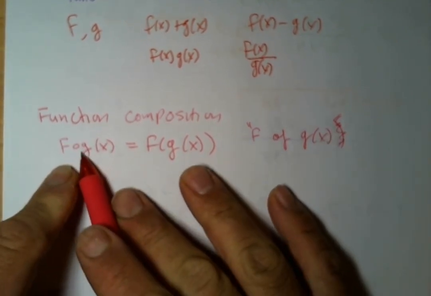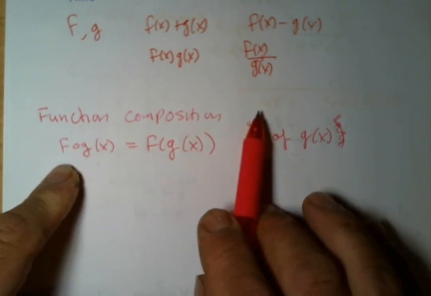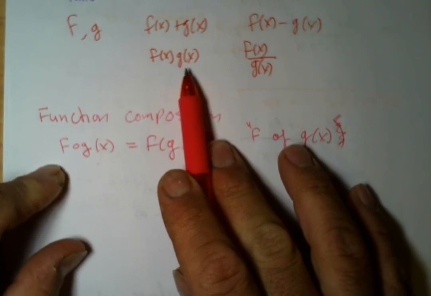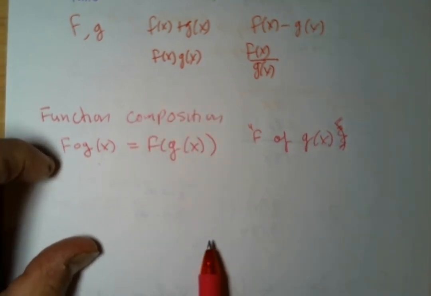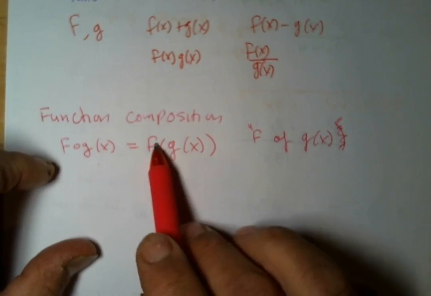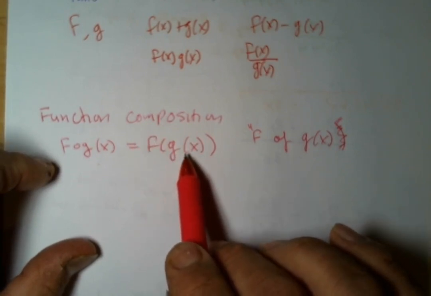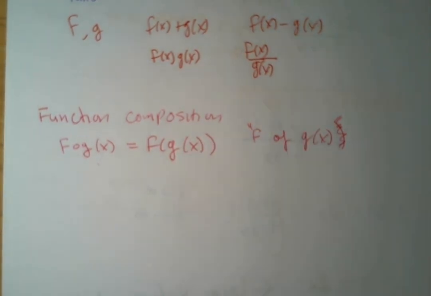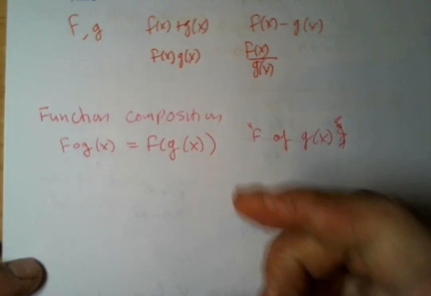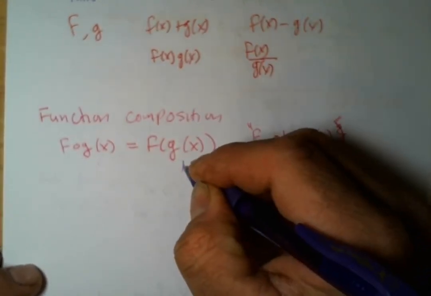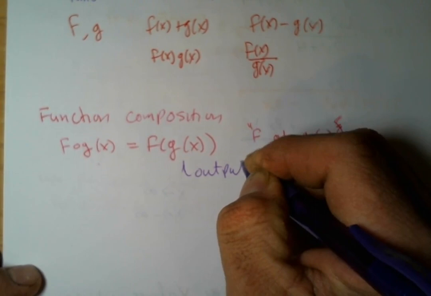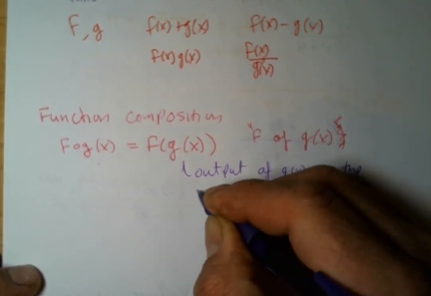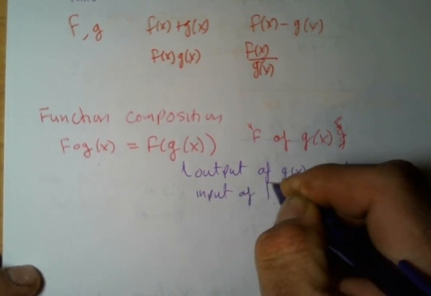So we see here we have our notation f of g of x. This is denoted by this open circle here. Now, again, this is different than the multiplication of functions. This is a brand new operation that we're defining. The way this works is that the function f now takes as input the output of g. So let me write that down here: the output of g of x is the input of f.